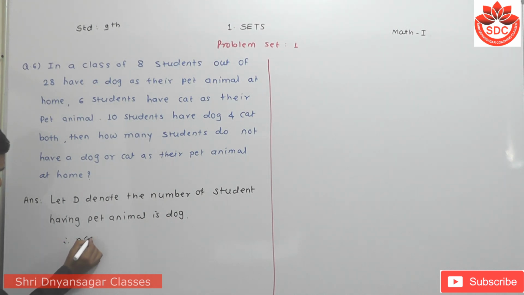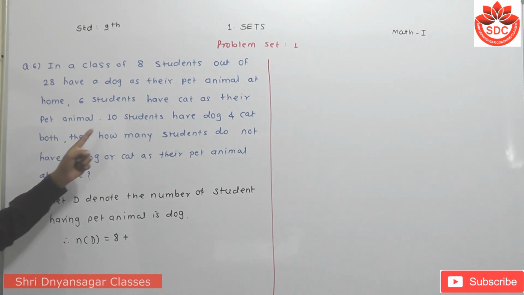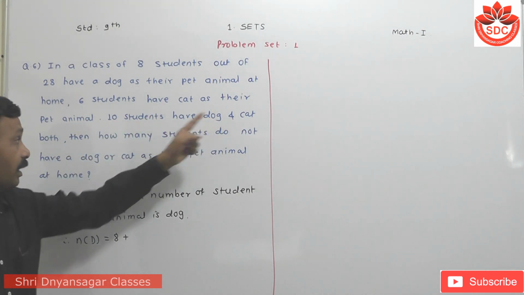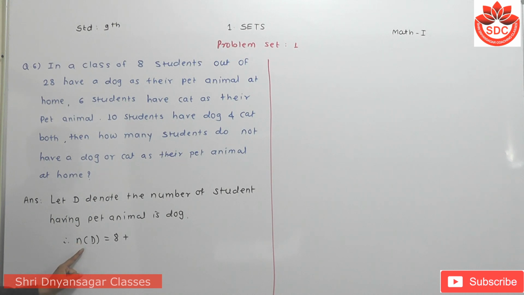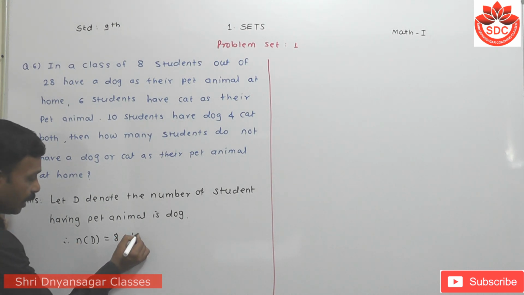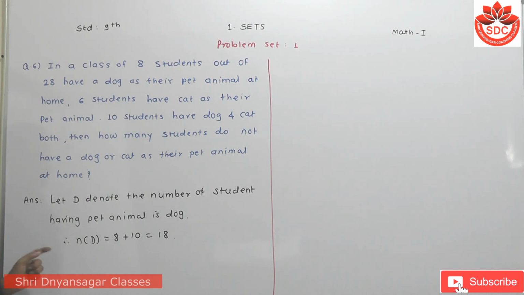Therefore, n of D is equal to 8 plus, students look carefully, 10 students have dog and cat both. म्हणजे 10 पण विद्यार्थी असे का त्यांना डॉग पण आणि कॅट पण हा पेट एनिमल, म्हणजे 10 सुद्धा या डी मध्ये काउंट होतील. Plus 10 is equal to 18 students having the pet animal as a dog.